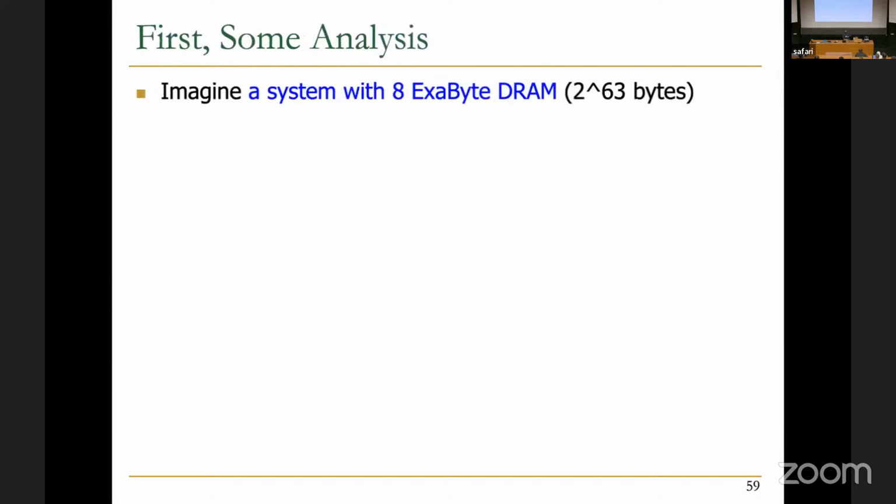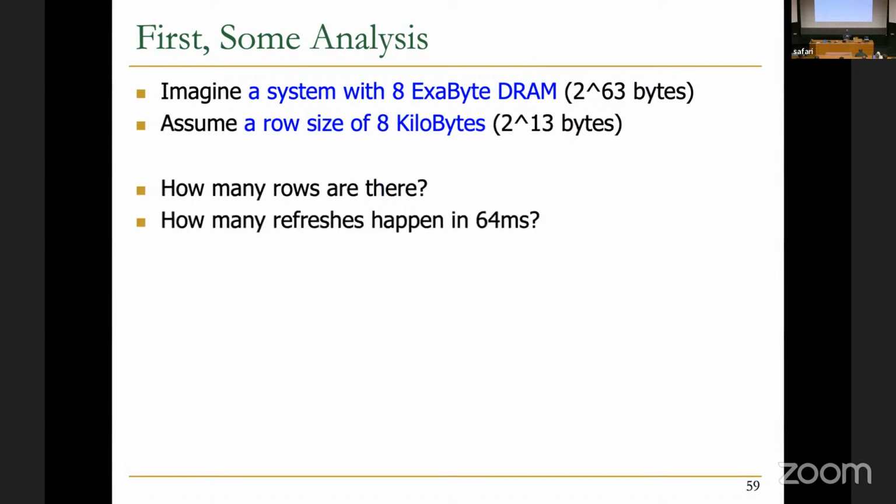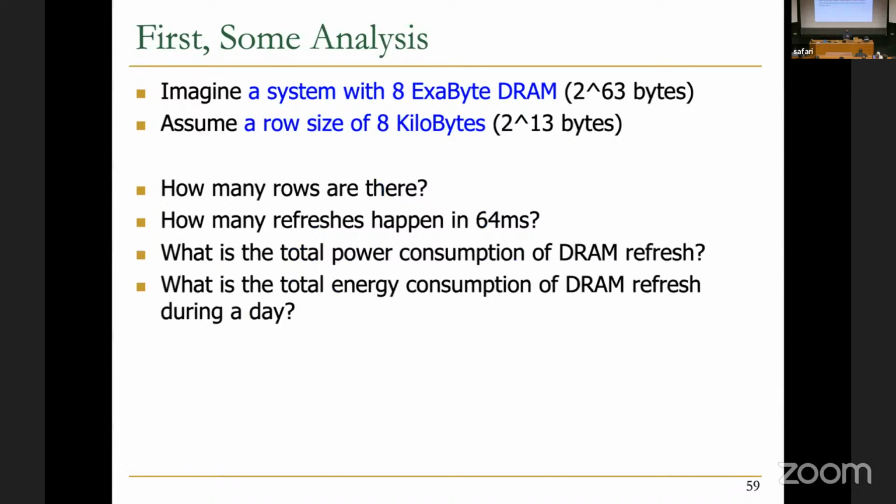Let's begin with some analysis. Imagine a system with 8 exabytes of DRAM, and assume that a row is around 8 kilobytes, which is quite realistic for modern DRAM chips. There are a lot of rows here. I'll not go through the math, I'll just show the questions. Just think about it: you have many rows, and you need to perform all these refresh operations in a 64 millisecond time window, or now maybe even a 16 millisecond time window.